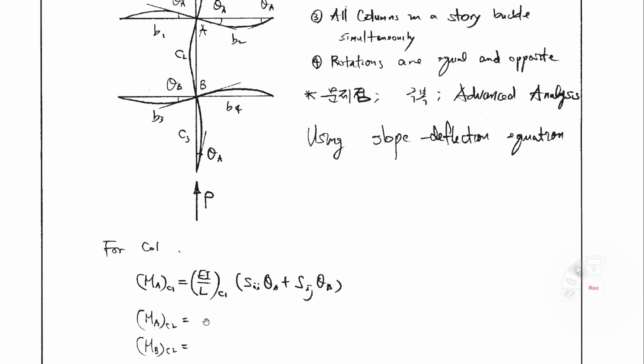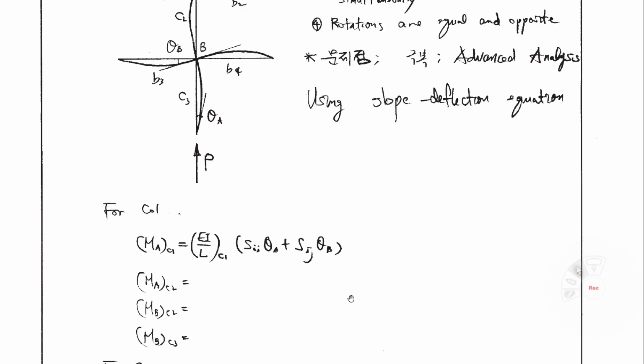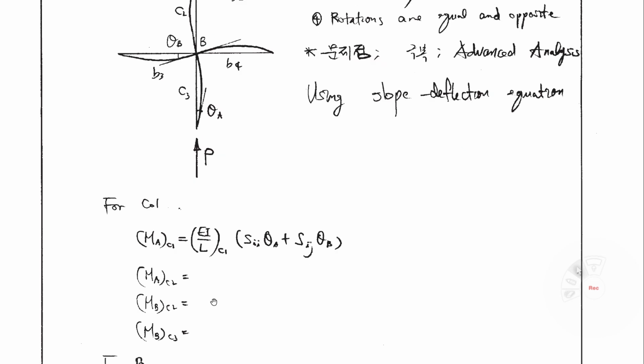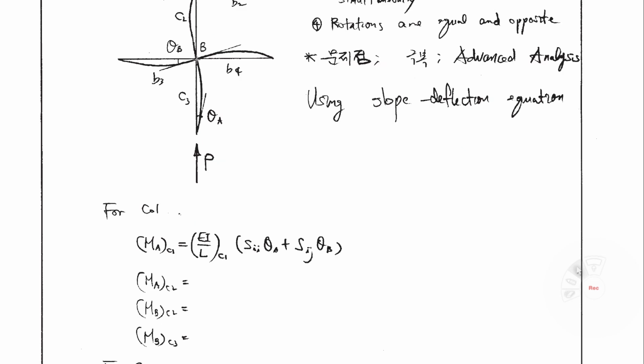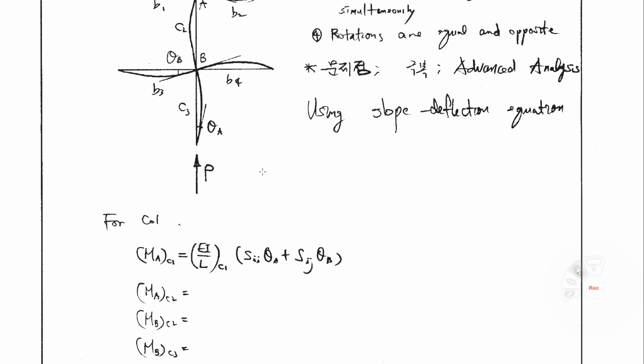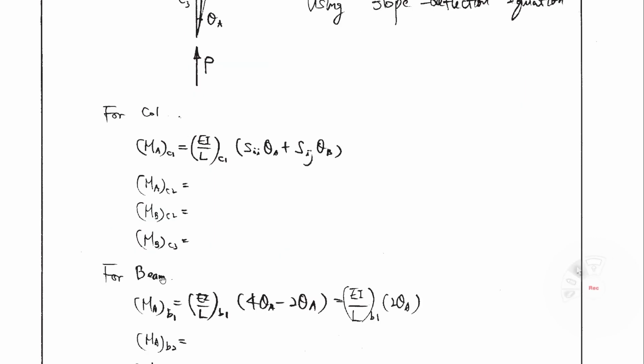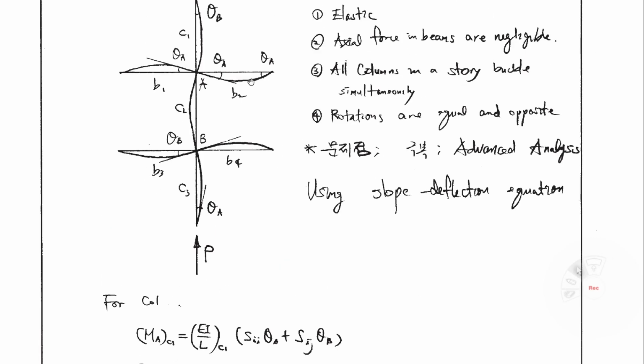EI over L C2 SII theta A plus Sij theta B. You can also write MBC2 regarding joint B, and then slope deflection equation of this C2. You can write in the same way. How about the beam? See here, this one.